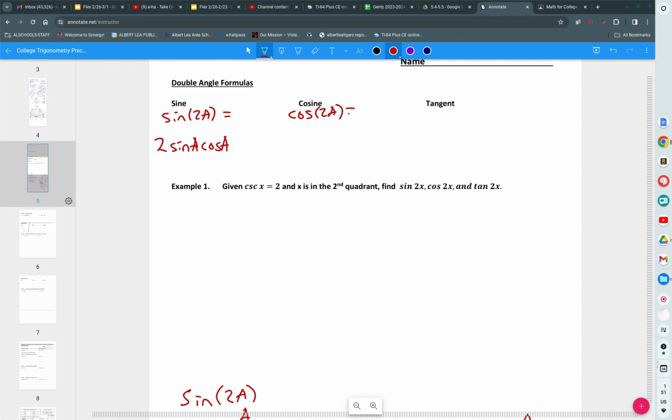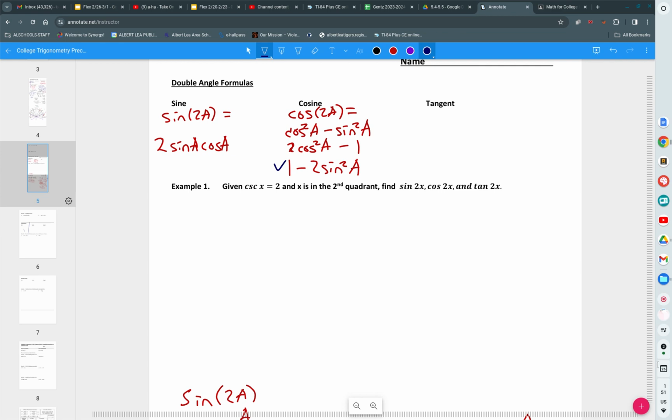If it's cosine of a double angle, we wrote these formulas down as well. We've got cosine squared of an angle minus sine squared of an angle. We also showed the second formula you can get. You could also use 2 cosine squared of an angle minus 1. Or you could use the third formula, which is 1 minus 2 sine squared of an angle. I happen to like that one the best.